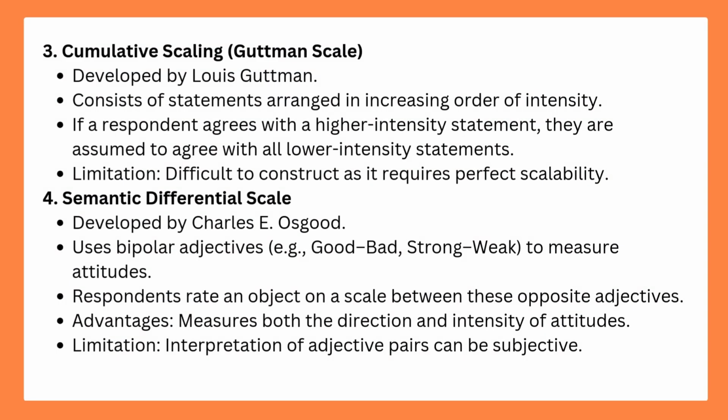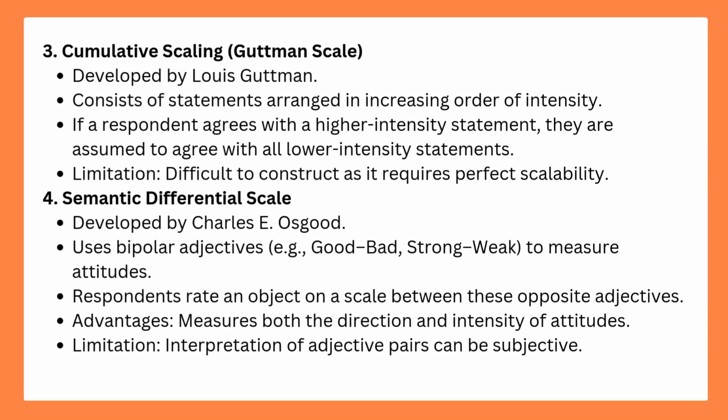3. Cumulative scaling, Guttman scale. Developed by Louis Guttman. Consists of statements arranged in increasing order of intensity. If a respondent agrees with a higher intensity statement, they are assumed to agree with all lower intensity statements. Limitation: difficult to construct as it requires perfect scalability.